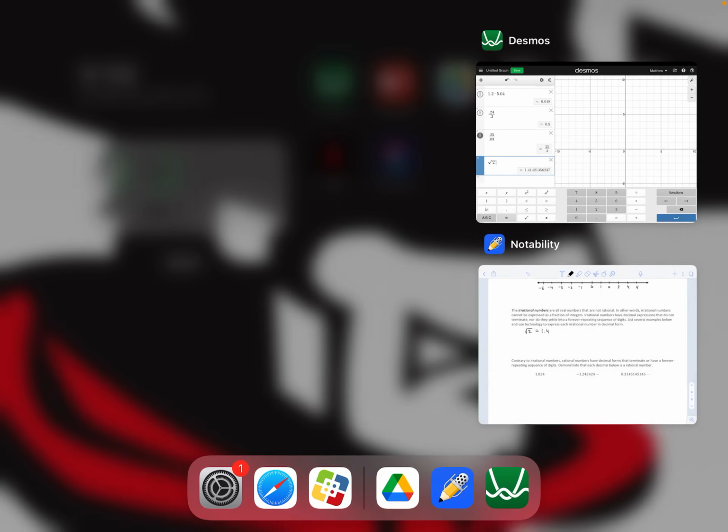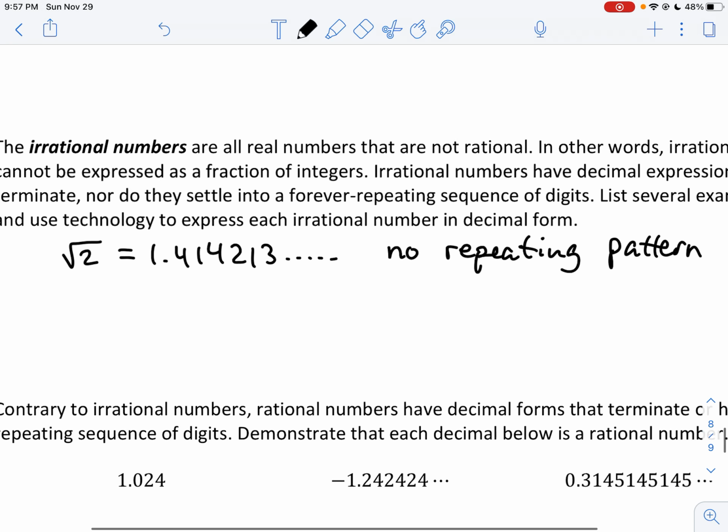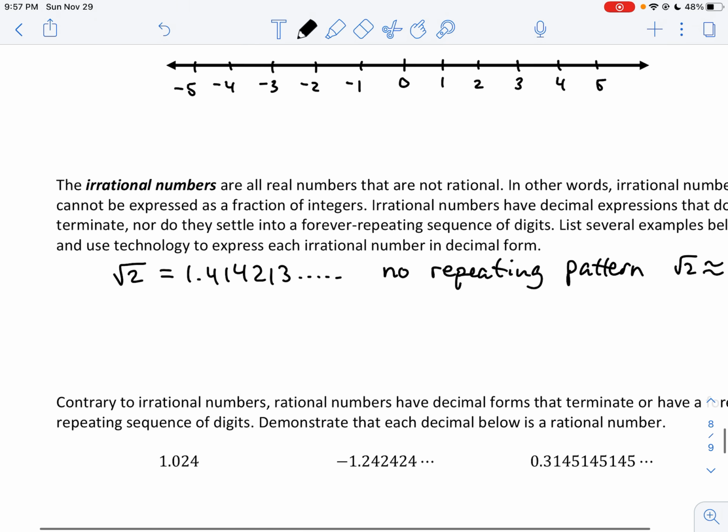I don't have this square root of 2 thing memorized. 1.414213. I think I got that right. And then there's digits forever, but no pattern, no repeating pattern. For approximating purposes, often people will just cut off some of the digits and say, oh, this is about 1.4, and call that approximate. But square root of 2, in its exact form, you would not be able to write exactly in decimal form, because it goes forever and there's no pattern to establish.